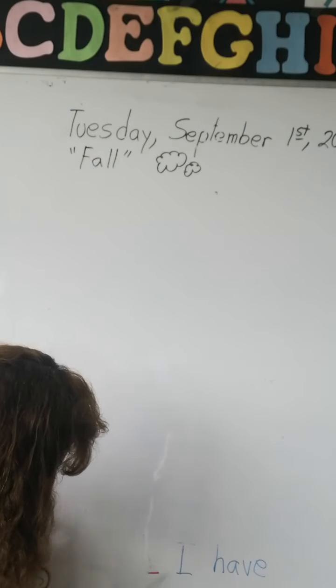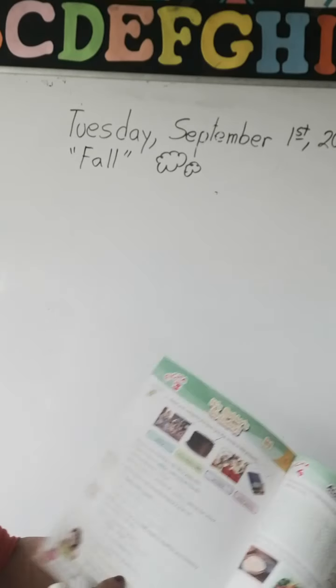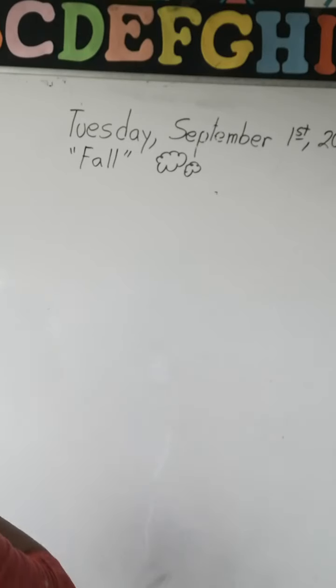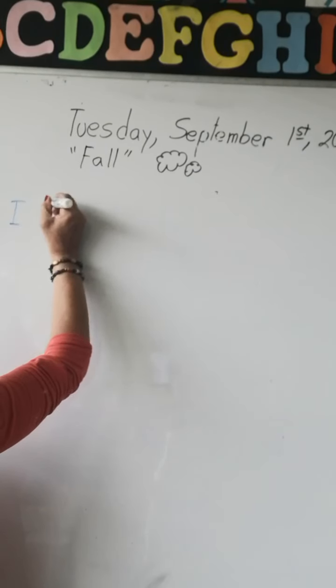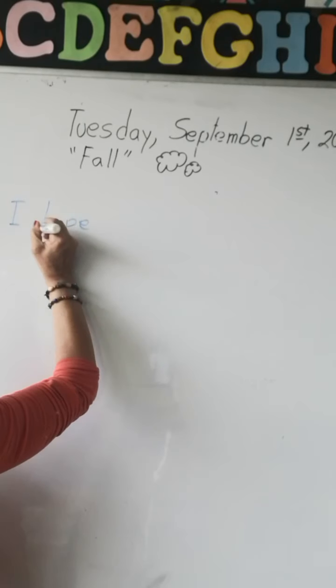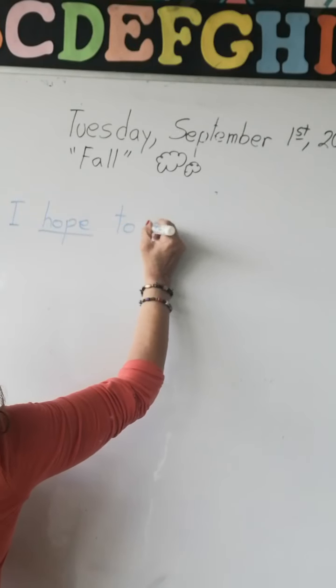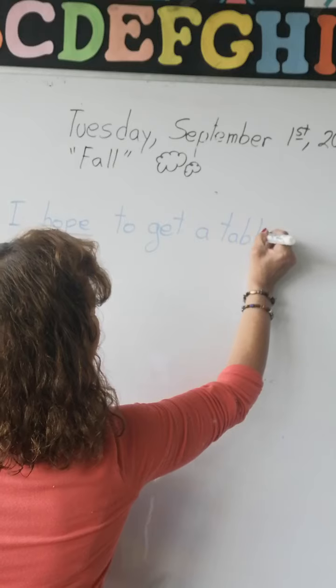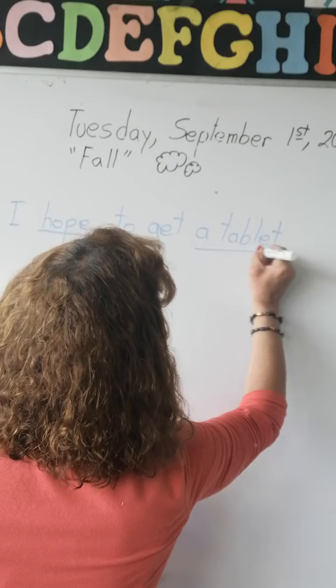Okay? I'm going to write here the number one, okay? You remember number one? Okay. Number one was, I hope to get a tablet. I hope to get a tablet. I'm going to write here this. I hope, okay, to get a tablet, okay? Or if you want a computer, or if you want a ball, or I don't know, whatever you want, okay? I hope to get a tablet.